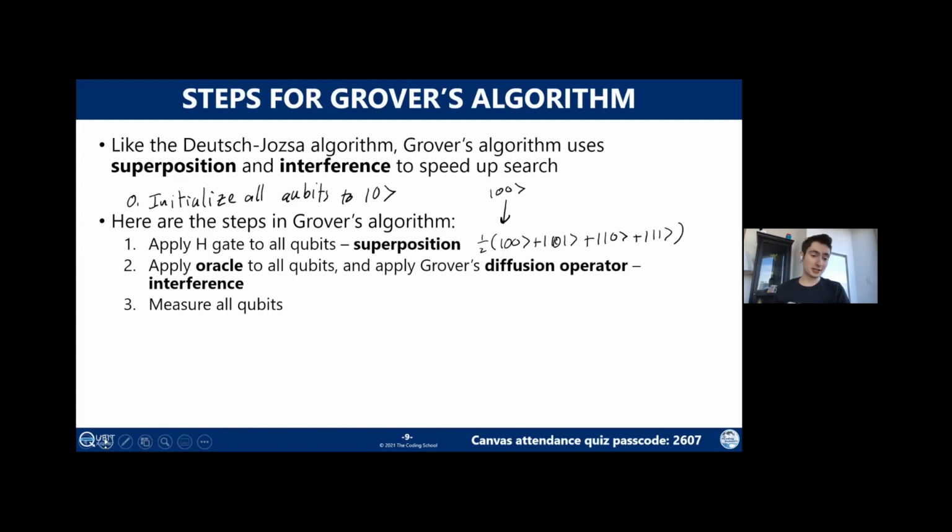And then step number 3 is also pretty simple. We measure all the qubits, and it's going to tell us where our expected element is in the list.